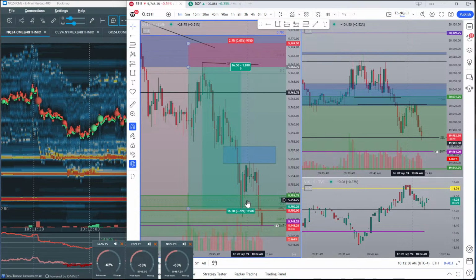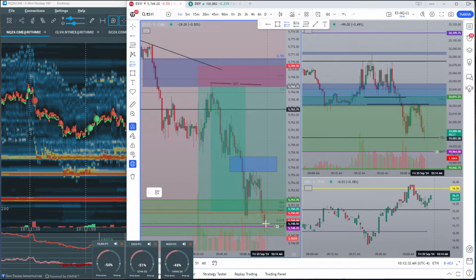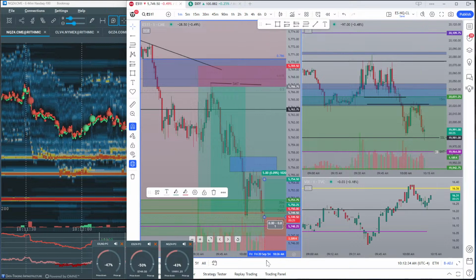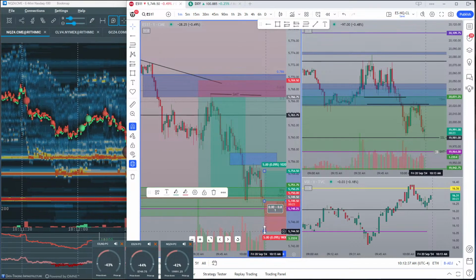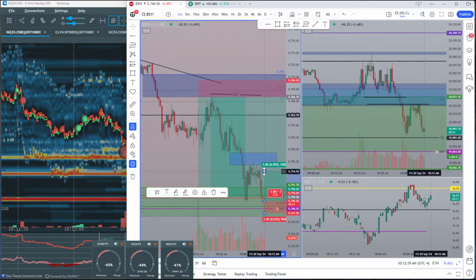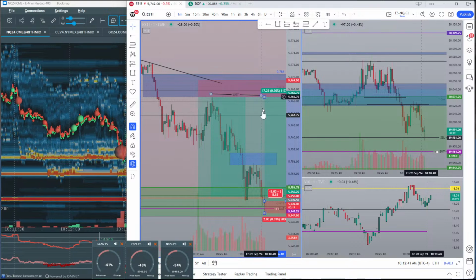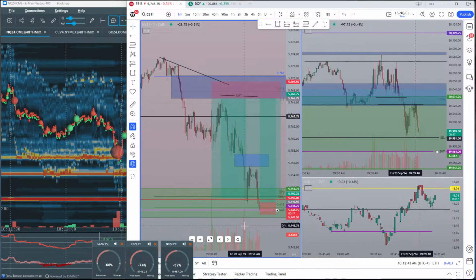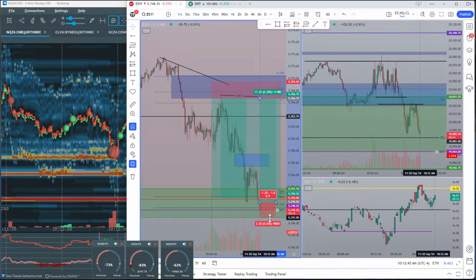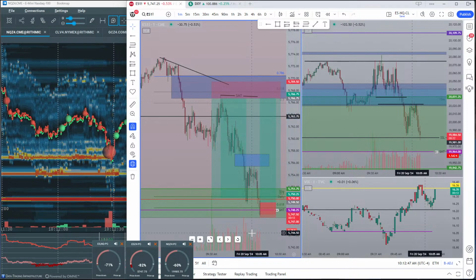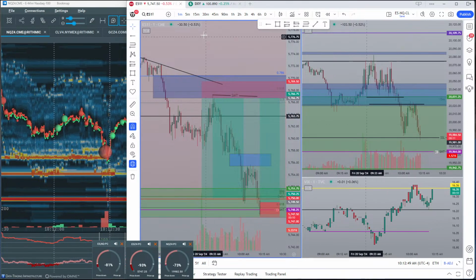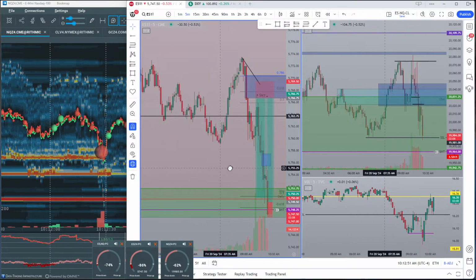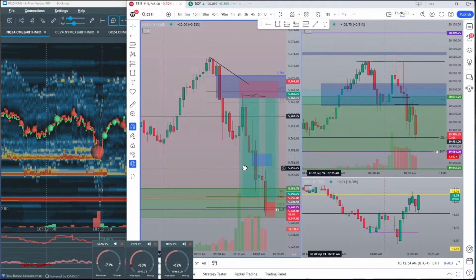All right, there's the break of that SMT. Now, what I'd essentially like to see is a reversal from here, and then I'll take a 1-minute entry and look for a real nice trade, guys. But that's if we reverse from here. We have to let this 1-minute close. We have to hold this demand. We have to see. Well, we could wait for the 5 to close, really.